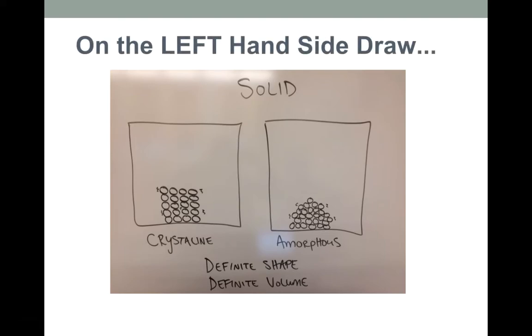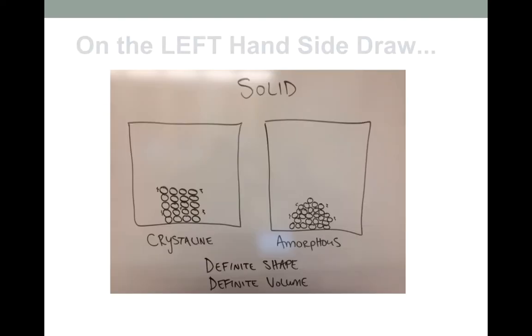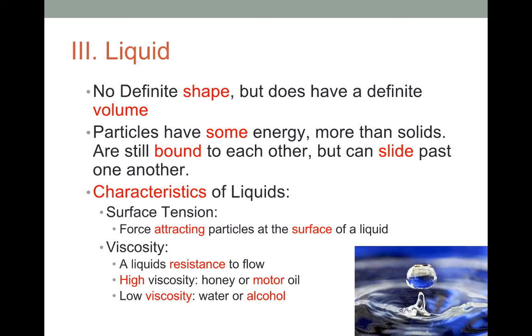So on the left-hand side, please draw everything here. So we've got my 2 types of solids, crystalline and amorphous, and they have a definite shape and definite volume. Okay, go ahead and write that down. These little squiggly lines show that they are wiggling in place, shows the energy. So examples of solids, I'm sure you guys can name a lot more than these pictured, just to give you an idea. All right, moving on to liquids.